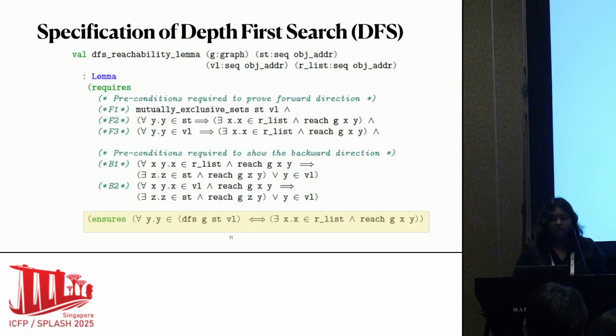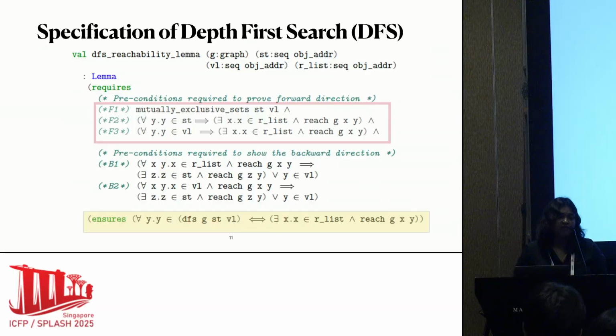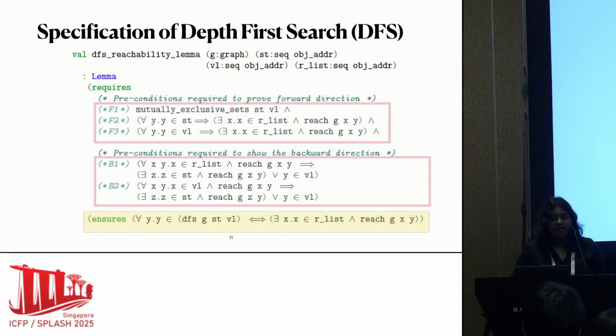For that we need two conditions. One for the forward direction and one for the backward direction. The forward direction says that all the vertices in the stack and the visited set are reachable from the root set, and the backward precondition states that all the vertices which are reachable from the stack or the visited set are either already in the visited set or there exists a vertex in the stack from which it is reachable.